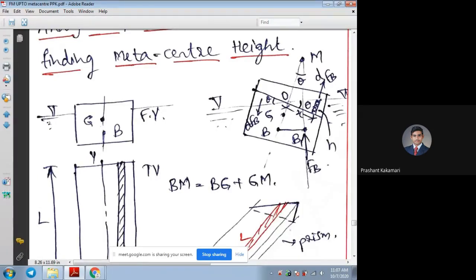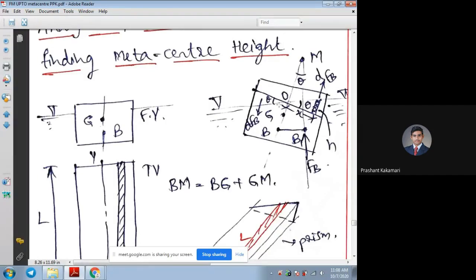One moment is about FB and BB dash. One more moment is about O point due to these small buoyancy forces, that is dFB into x, on the left side and on the right side. So due to that couple, what will happen? Those couples are trying to balance the body.